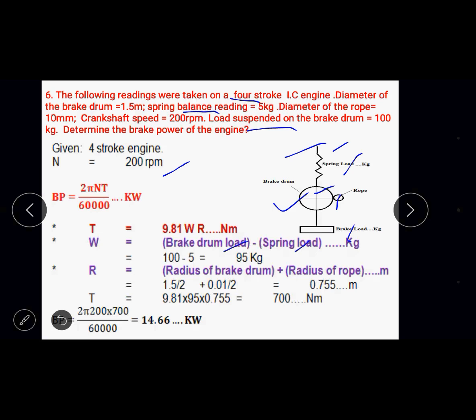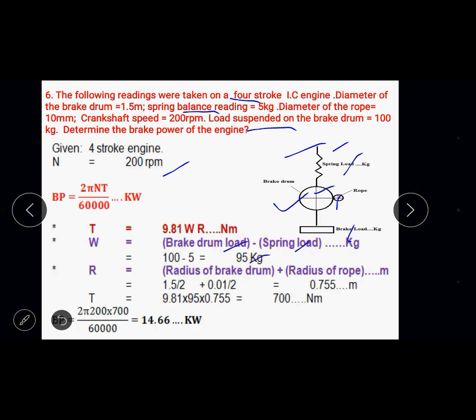Torque is force into distance. It's force into radial distance. Here the force is given as mass into acceleration due to gravity, capital W into 9.81. So force is found by multiplying the mass, that is capital W, with the 9.81 value. So 9.81 into W, where the effective brake drum load is 100 minus 5, 95 kg.